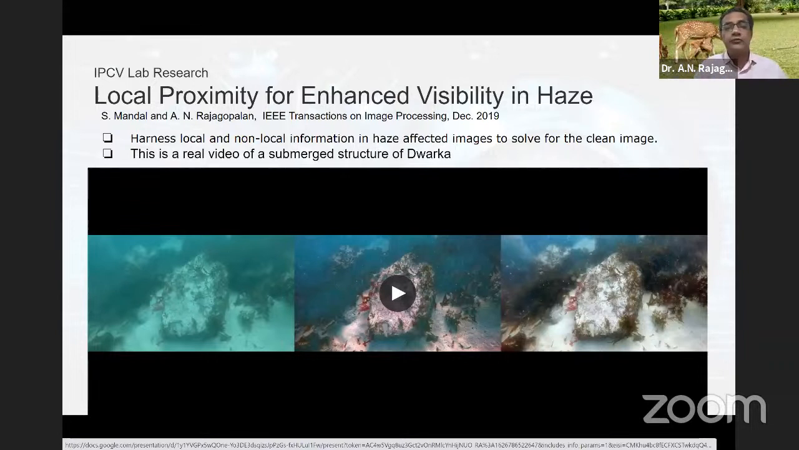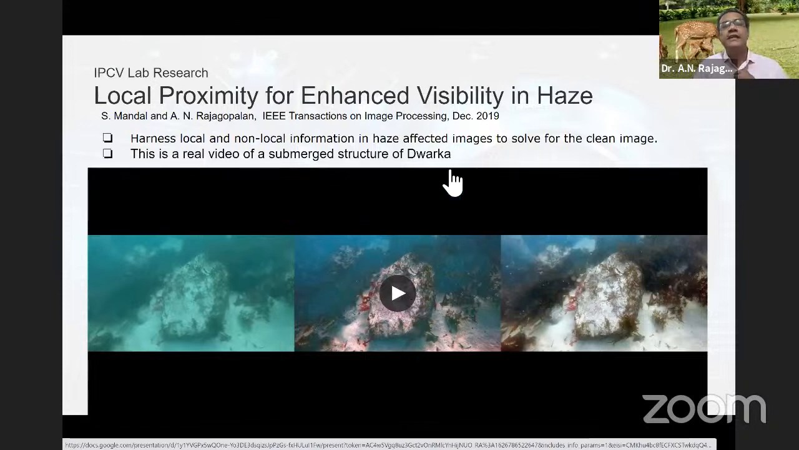Now, the one that I'm showing you is from this place, Dwarka, which is a city in India. Part of it is submerged in the water. This is the banks of the Gomti River. This is a video that was shared with us by the NIO people, and they wanted to see if we could restore it.